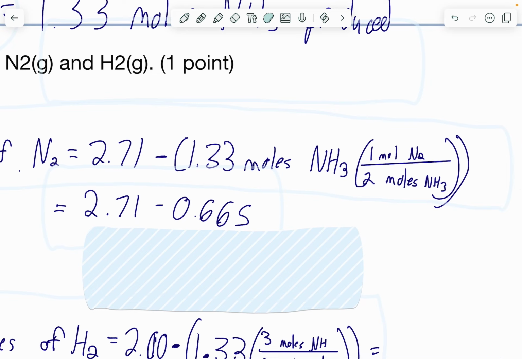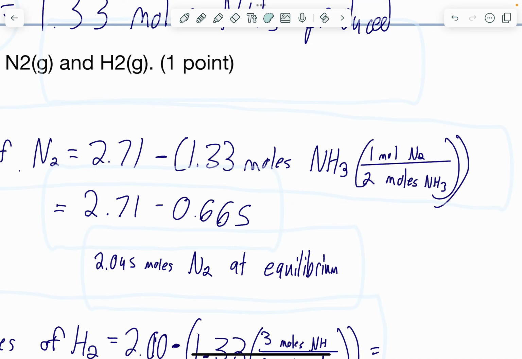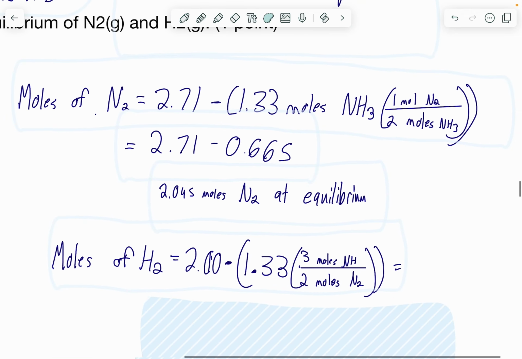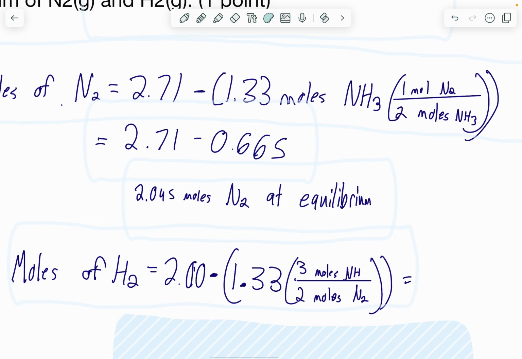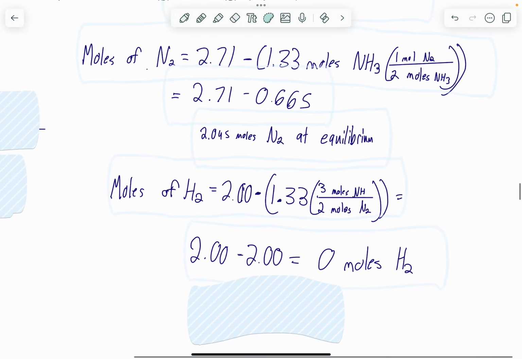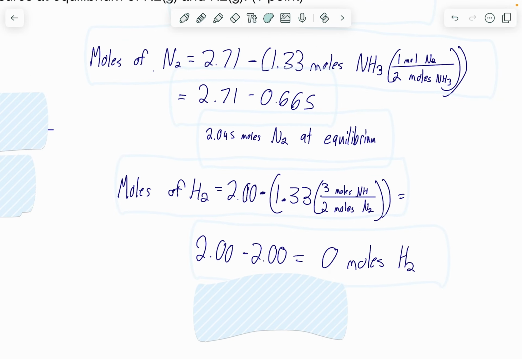So 2.71 minus the 1.33 moles of NH3 created, however, we will multiply that by the stoichiometric coefficient, as there's only 1 mole of nitrogen gas for every 2 moles of ammonia. So we get 1.33 divided by 2 is 0.665, and we end up with 2.045 moles of N2 at equilibrium. And for hydrogen, it's much simpler because hydrogen is the limiting reactant, and we're going to consume all of the hydrogen gas. So we will have 0 moles of H2 at equilibrium.